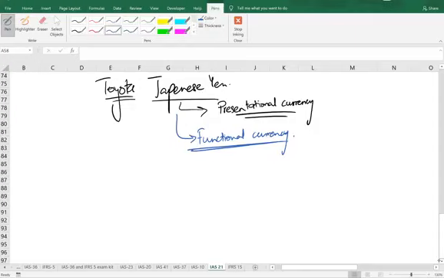Functional currency depends on certain factors. Let's look at what those factors are. Now, first we need to understand what exactly functional currency means. Functional currency is basically the currency of the primary economic environment in which the entity operates.